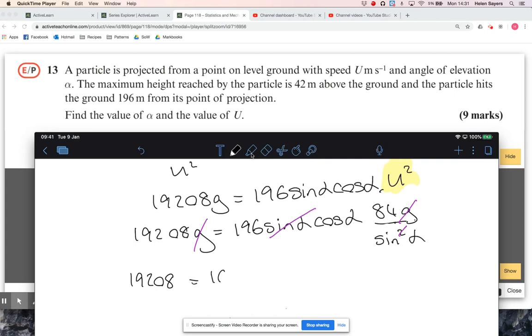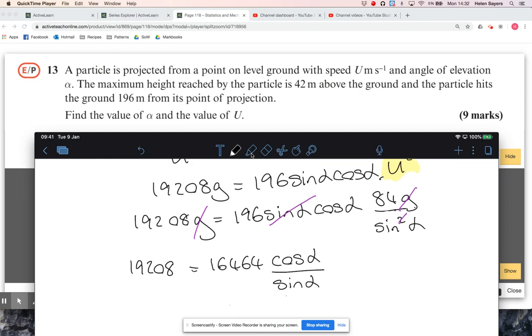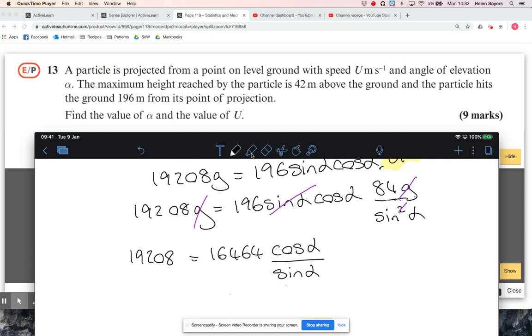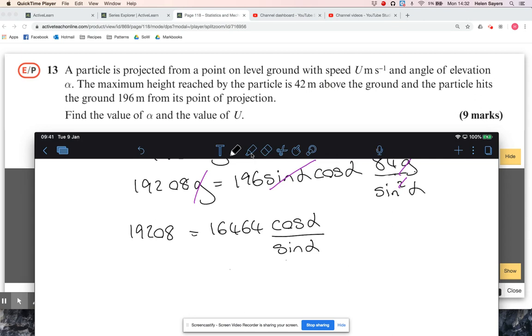So I've got 16464, and then I've got cos alpha over sine alpha. Okay, well, don't jump the gun. That's not tan alpha, but it's 1 over tan alpha, so you could use that. If you've done second year core, you could use cot alpha, but just in case you haven't, I'm going to multiply up by the sine alpha. I'm going to divide by the cos alpha, so then I do have tan alpha.